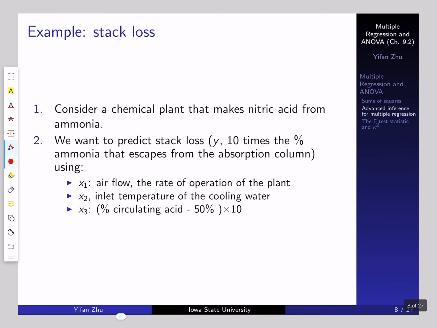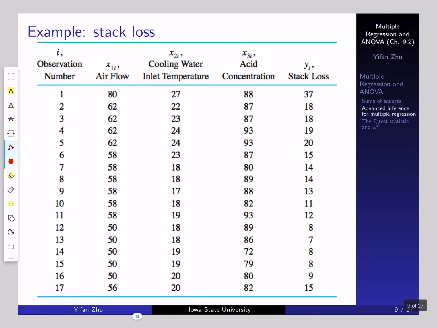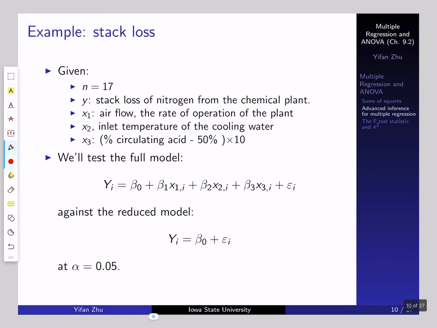Okay, this is a stack loss example. We have three predictors. X1 is the airflow, X2 is the inlet temperature of the cooling water, and X3 is the transformed percentage circulating acid. And here's the data. We have 17 observations.